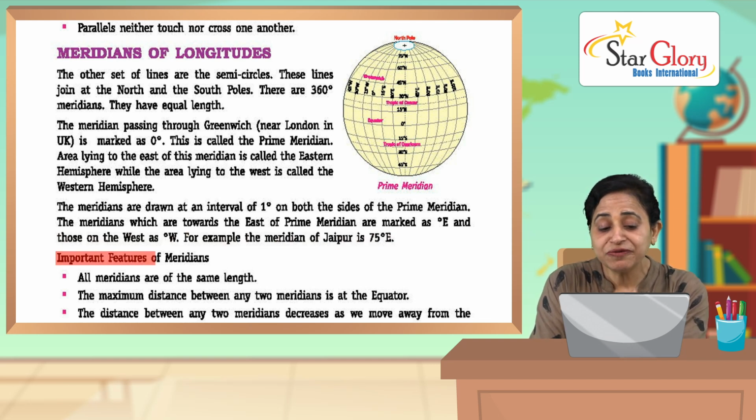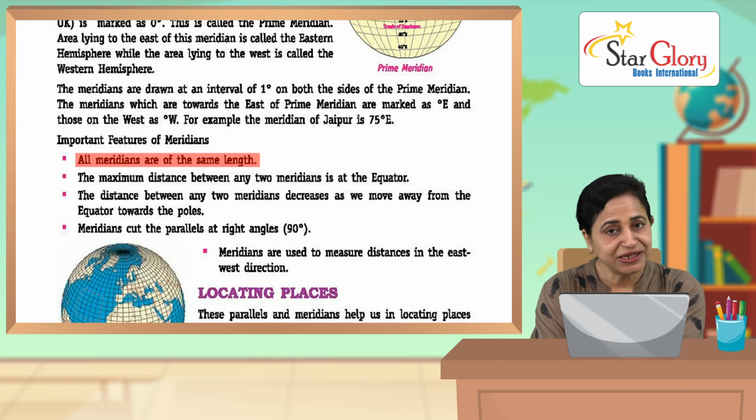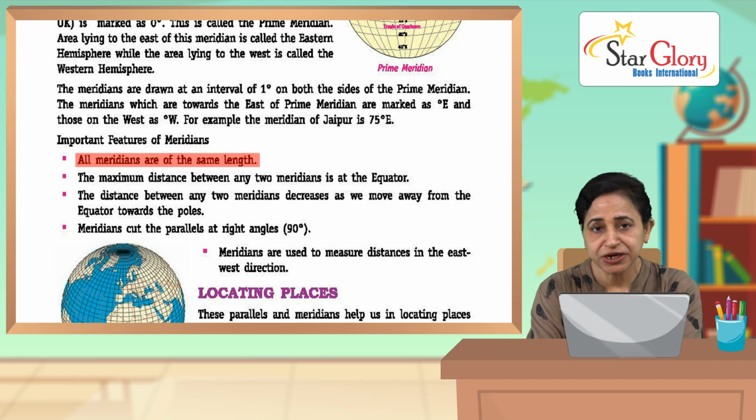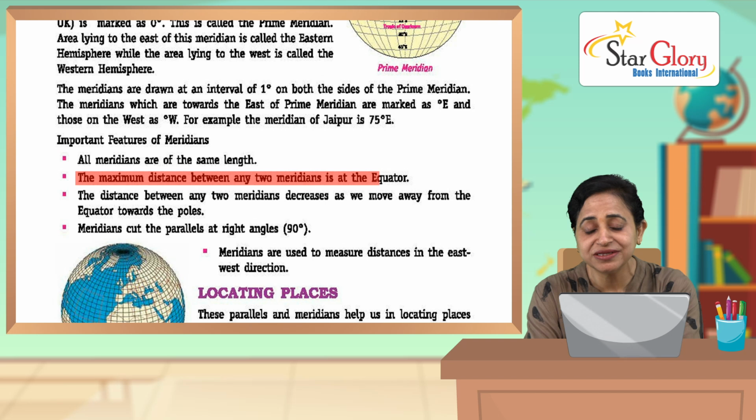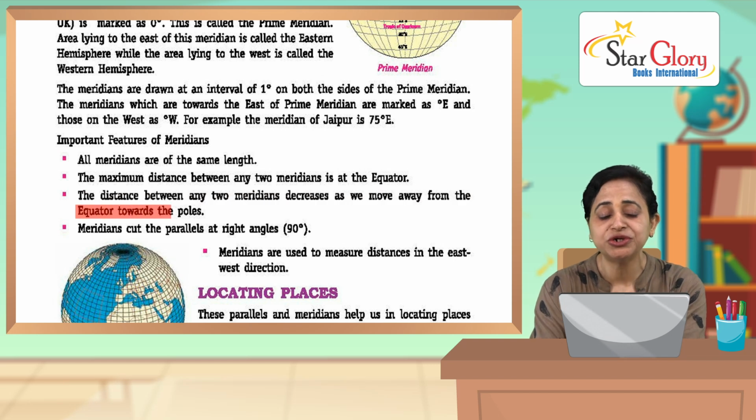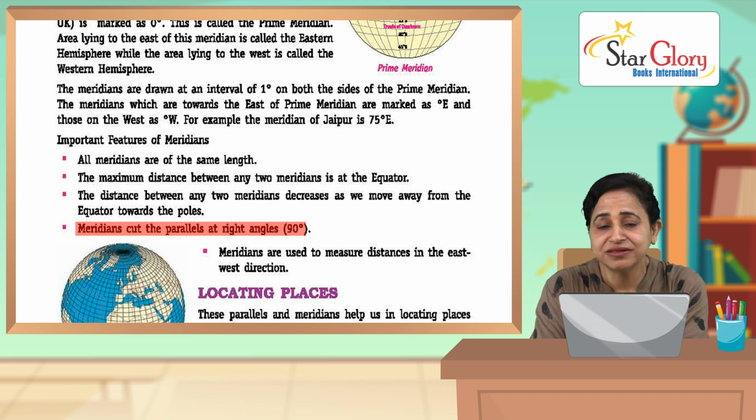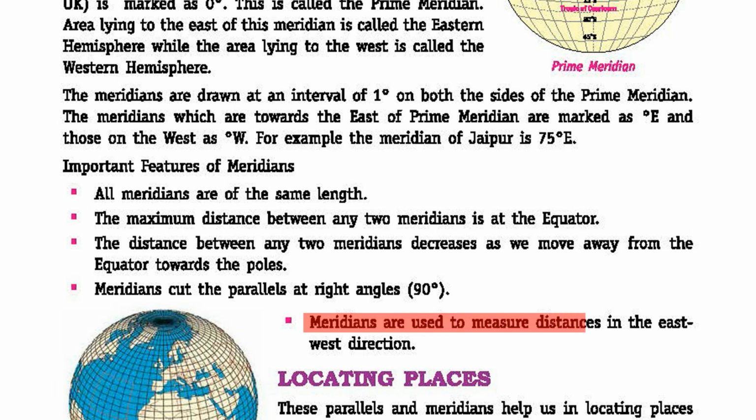Okay, so what will be the important features of meridians? All meridians are the same length, कोई इनमें छोटा बड़ा नहीं होता है. The maximum distance between any two meridians is at the equator. The distance between any two meridians decreases as we move away from the equator towards the poles, as we have already discussed. Meridians cut the parallels at right angles. 90 degree के angles पे cut करते हैं बच्चों. Meridians are used to measure distances in the east-west direction.